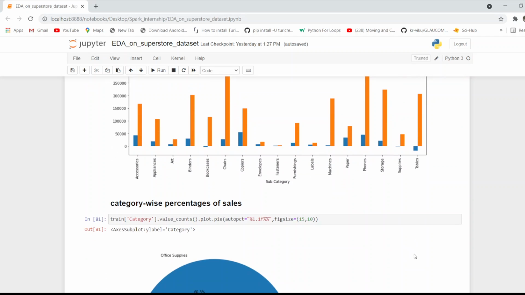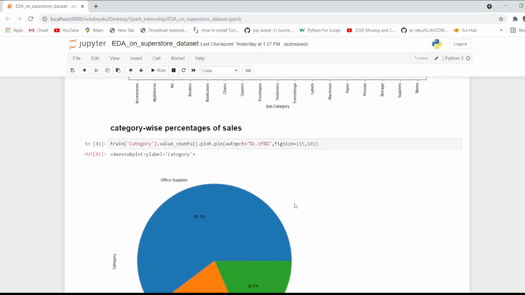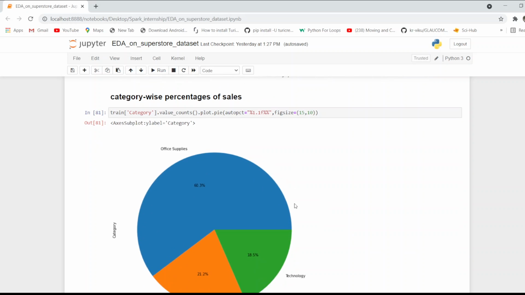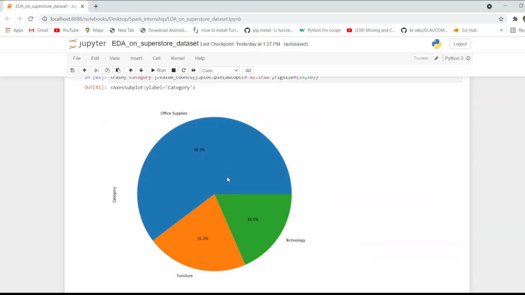Then I have used this pie chart to find out which category we sell the most. You can see office supplies is 60%. 60% of the total sales is office supplies, and furniture and technology items are 21.2 and 18.5%.